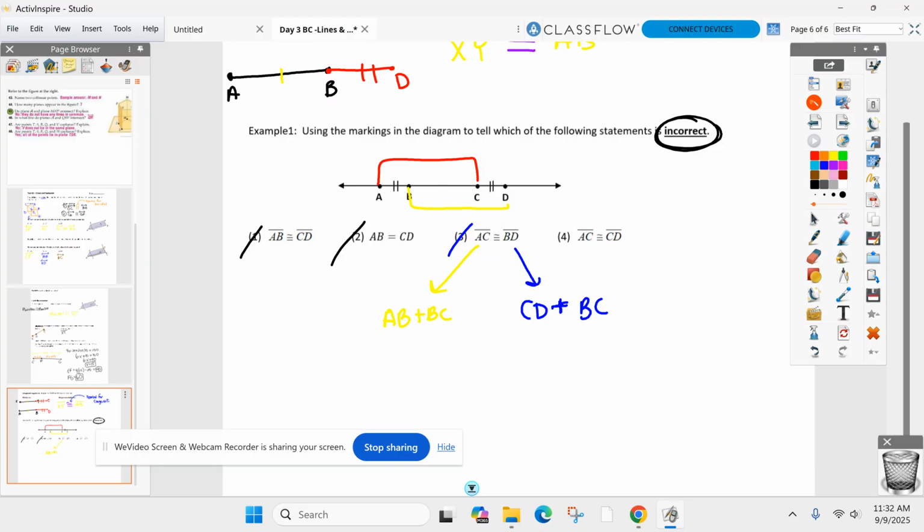The one that's not true? AC congruent to CD. Everyone see why? Not because it looks like it, though you could use that pretty easily. But how's AC made up? AB plus BC, and CD is equal to BC. And I'm adding more onto it, so they can't be the same length.